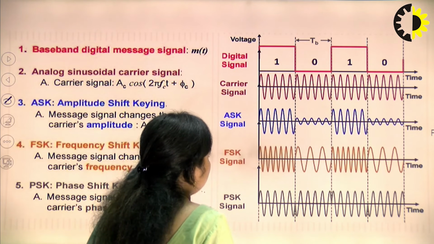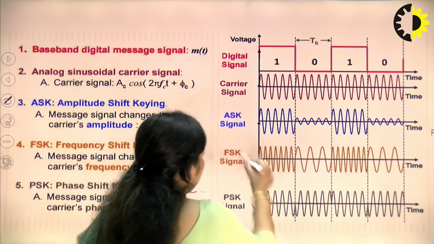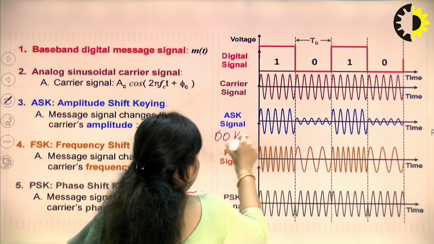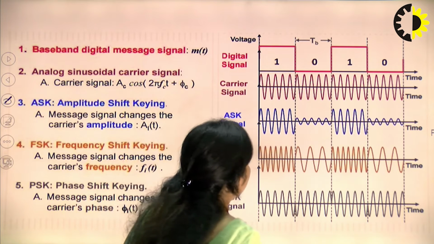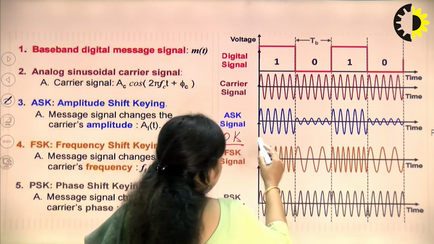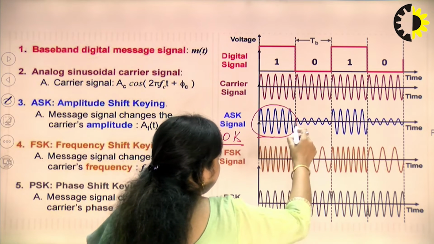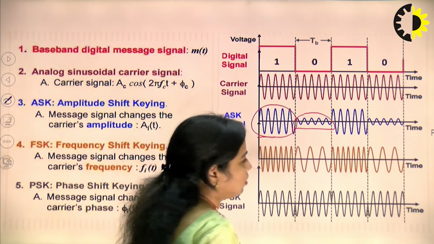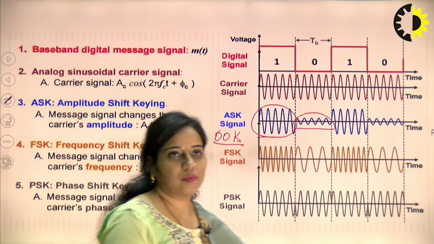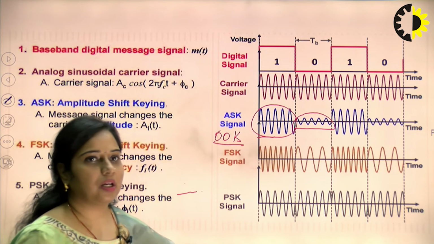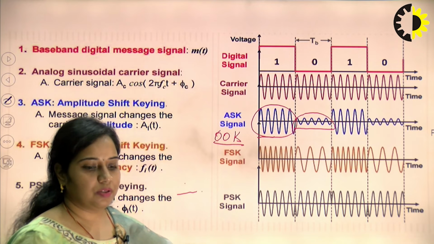So, the ASK signal is a kind of OOK signal, that is on-off keying. Now, in this case, for bit 1 we transmit some amplitude, and for bit 0 we are transmitting literally nothing. It is shown with a waveform, but generally we are not transmitting any waveform for bit 0.